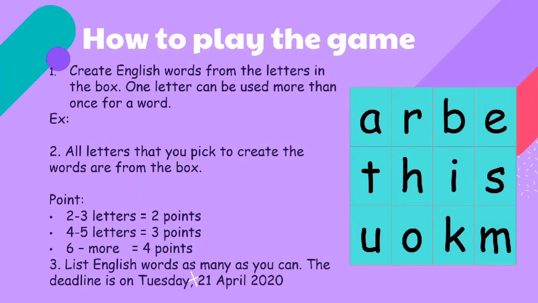Here it is. Okay, so how to play the game is you create English words from the letters or the alphabet in the box. One letter can be used more than once. You can use it twice or 3 times for a word. Okay, for example, first create an English word from the letters in the box.